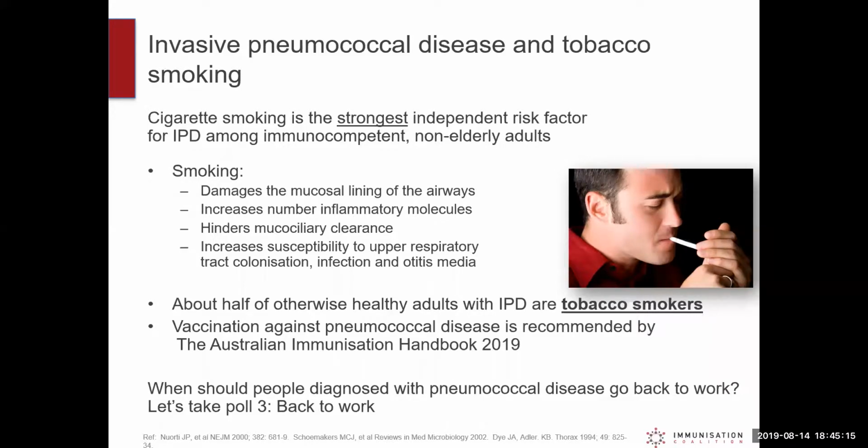Lovely. Sharing the results. Very interesting. The answer is actually C. No, they do not need to be excluded from work or school. If they feel well enough to go to work or go to school, they certainly can. They can just continue to take their antibiotics, not a problem at all. So there's no exclusion requirement at all. Thanks for that. Good work.